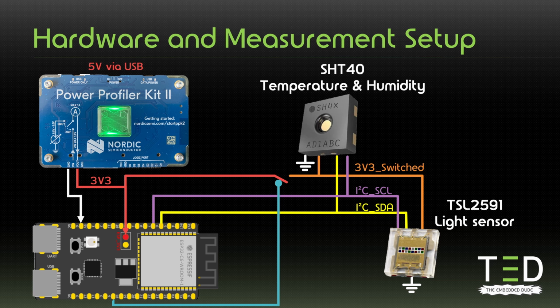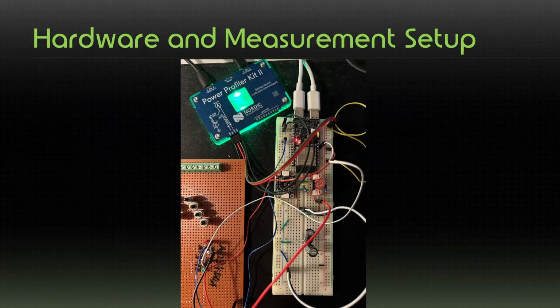The ESP32-C6 can turn on and off the 3.3 volts to the sensors. That is quite important for the sleep mode, so when we are sleeping, we don't want to have the sensors powered. I'm using the SHT40 temperature and humidity sensor as well as the TSL2591 light sensor. Both are connected via I2C. Everything looks nice and tidy on the picture. In reality, my breadboard doesn't look that nice, but it's working.